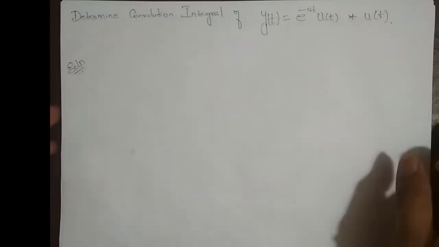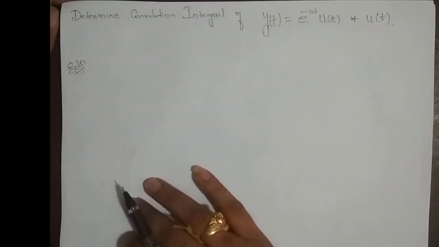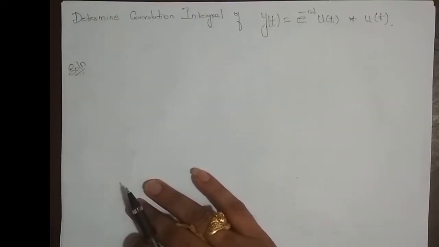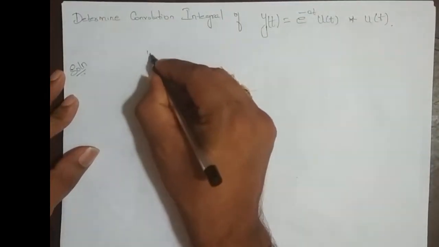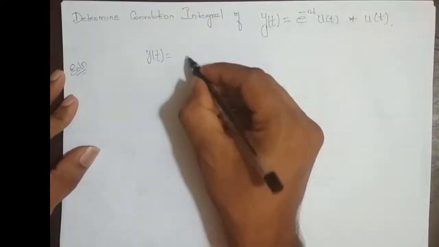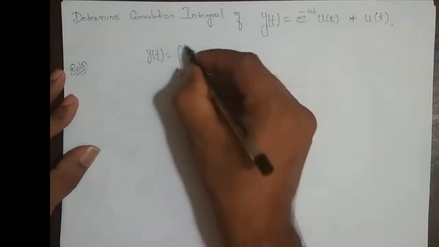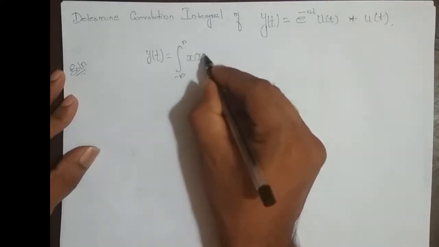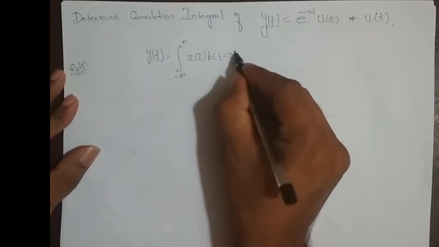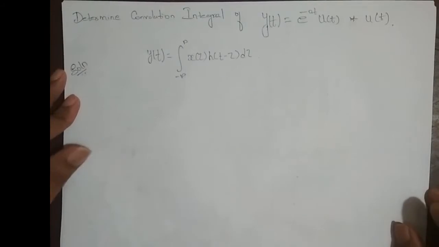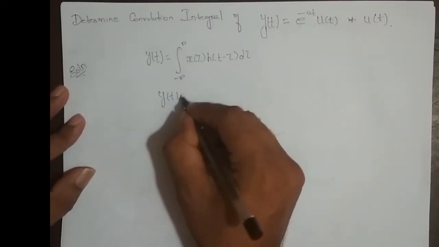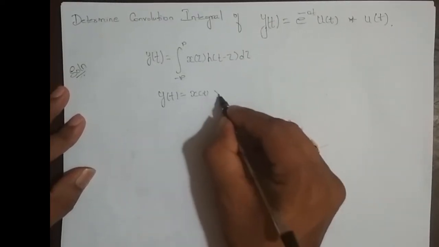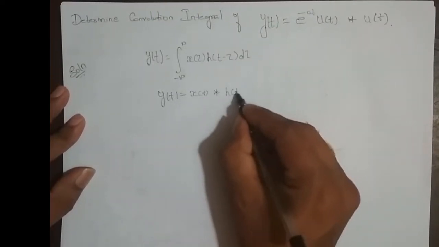Hey guys, in this video we'll take up problems on convolution integral. As we said in the previous videos, convolution integral is for continuous time systems, and the equation which we derived was y of t is equal to the integral from minus infinity to infinity of x of tau h of t minus tau d tau. In short, we can write it as y of t is equal to x of t star h of t, where star is the convolution operator.